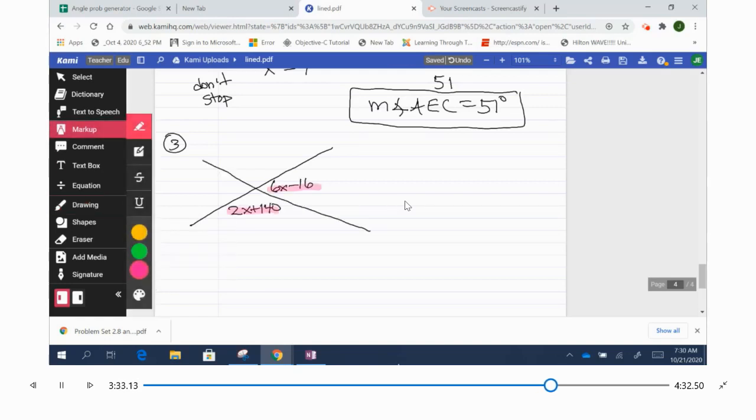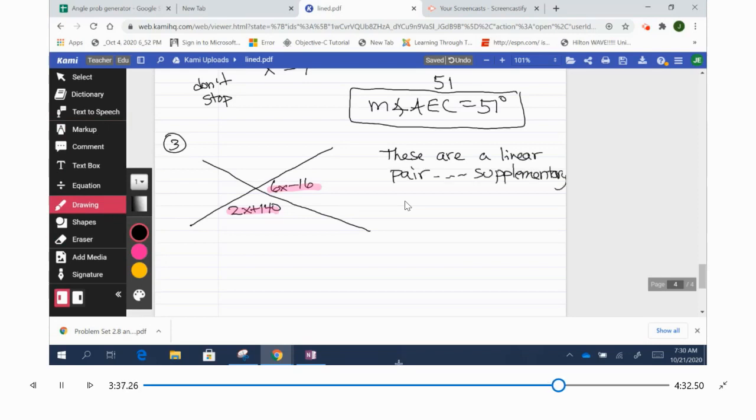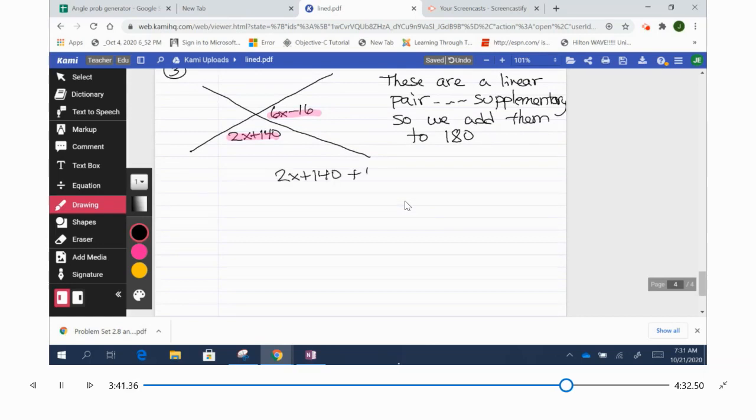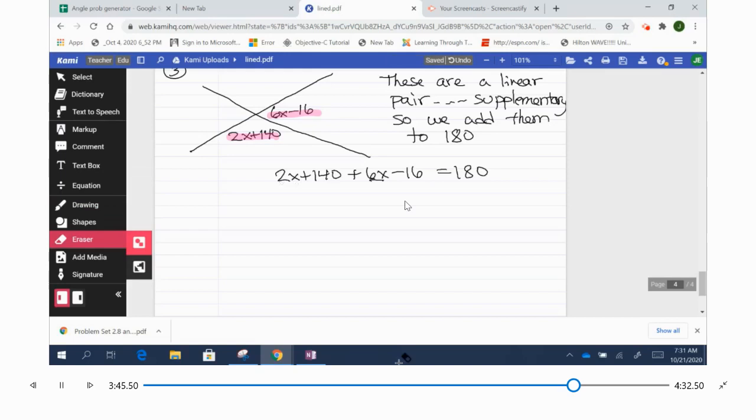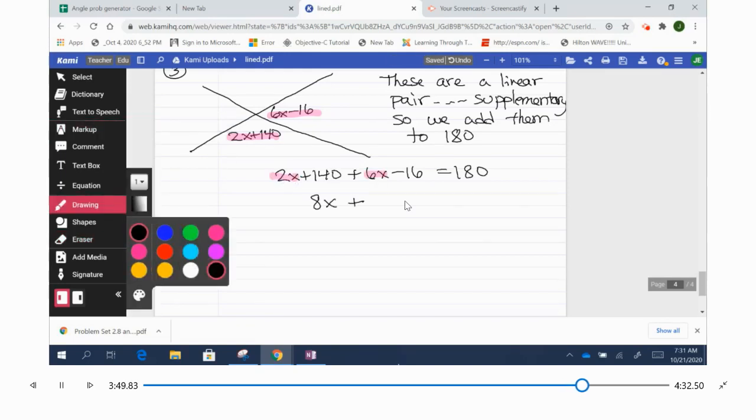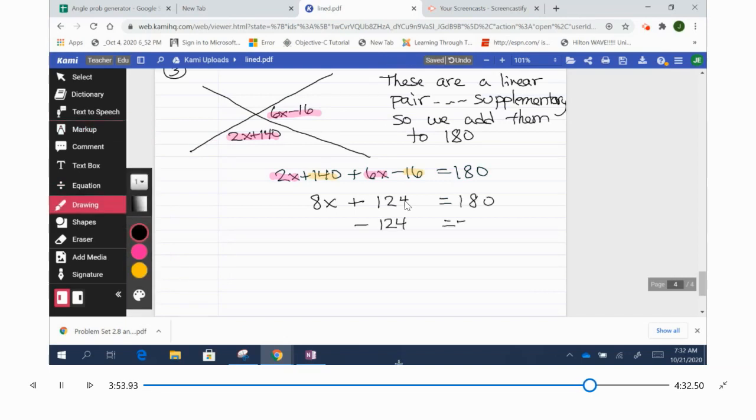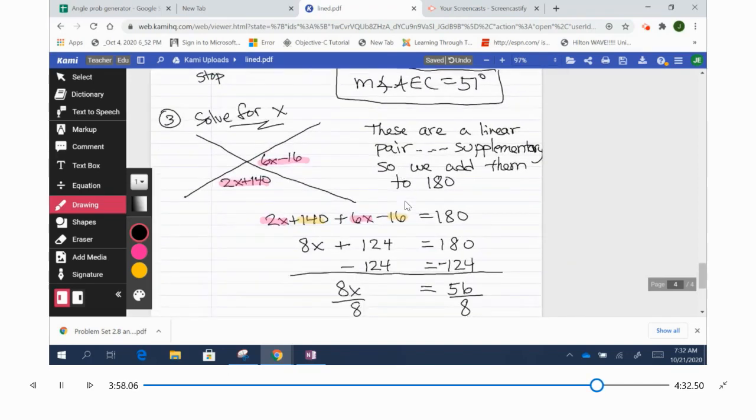Okay, we're going to linear pair now. Now, I should have them in parentheses with a degree symbol, but I just forgot that on this one. Sometimes it's going to happen. Hopefully, I remember to put those in. But it should be in parentheses with a degree symbol to show you that it's an angle. Okay, we're combining like terms. Subtract 124 and divide by 8.